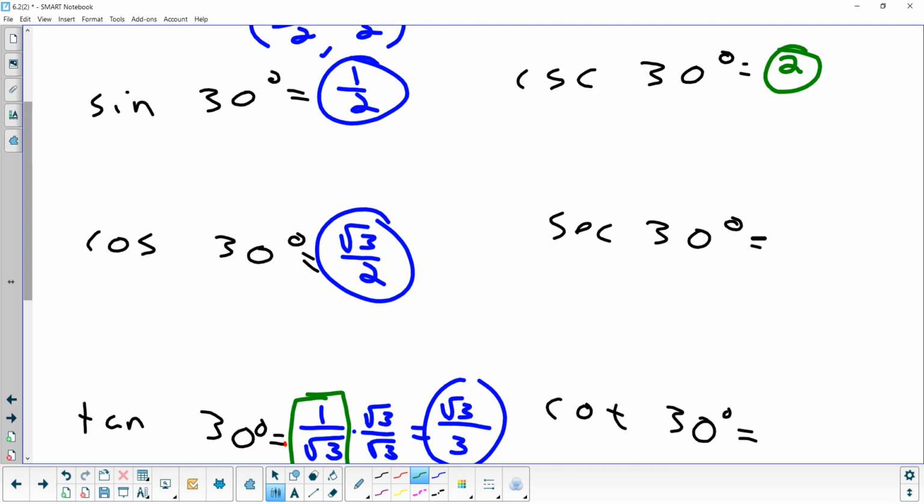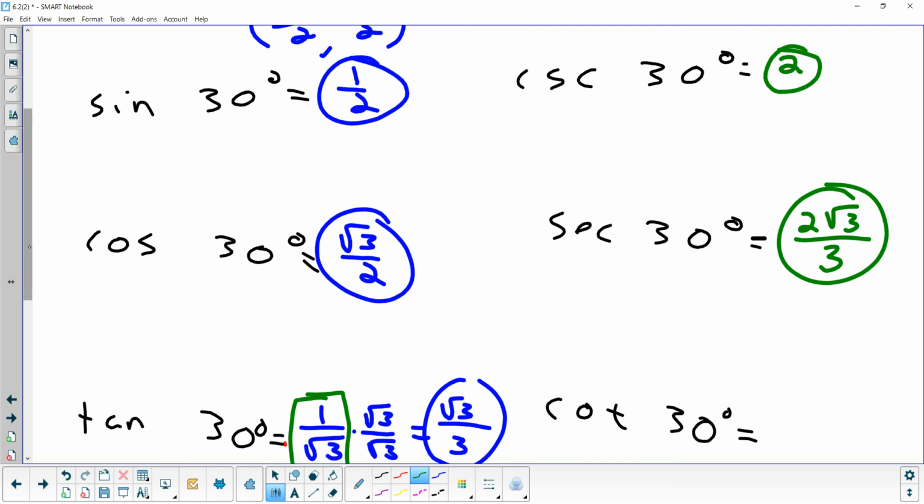Anyone think they can give me my secant fully cleaned up? Because think about what's going to happen when you flip it, and then you've got to fix that. Yep, 2 times the square root of 3 over 3. Perfect. That's the secant, all cleaned up with the root not in the bottom.